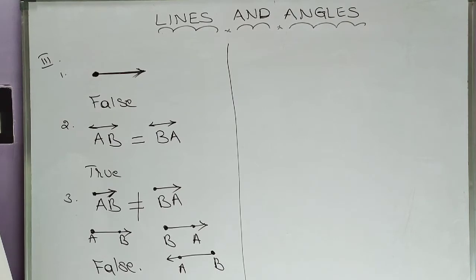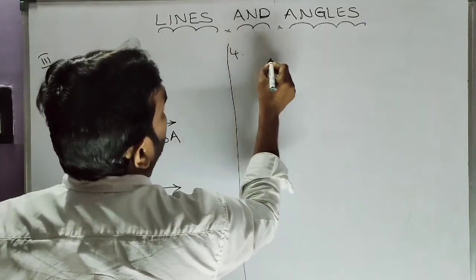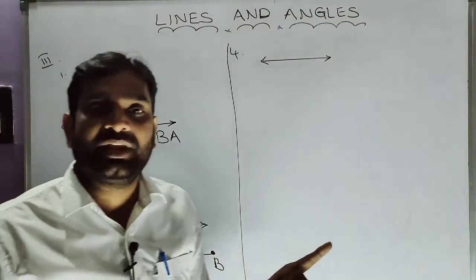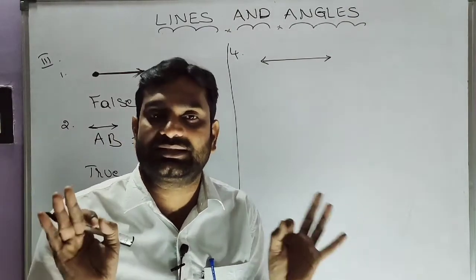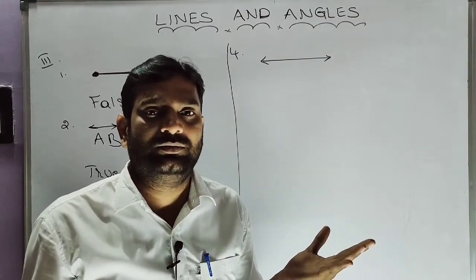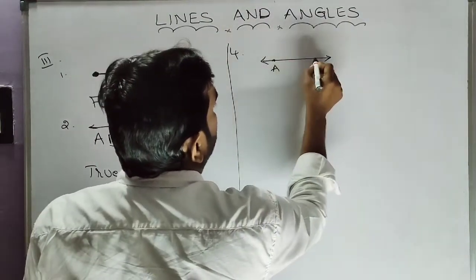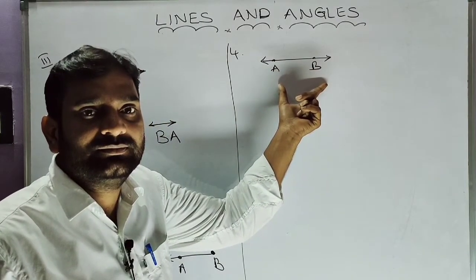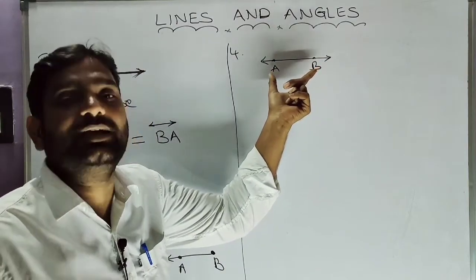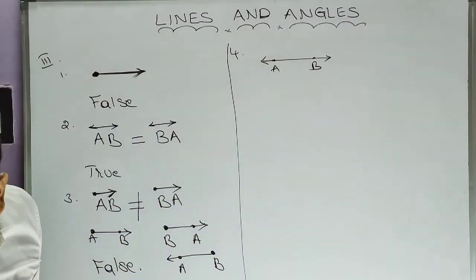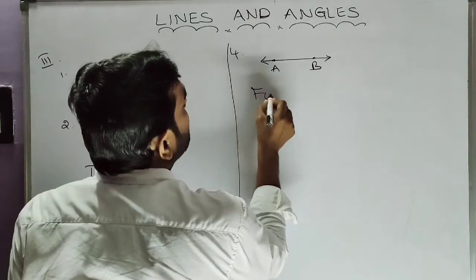And the fourth one: a line has a definite length. What is a line? A line can be extended in both directions endlessly. Then does it have a specified length? No. So listen, here A, here B. It extends on both sides endlessly. So it doesn't have any specified length. So the statement given, a line has a definite length, is a false statement.